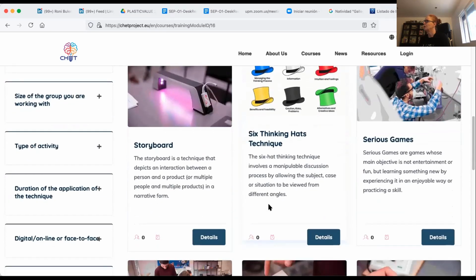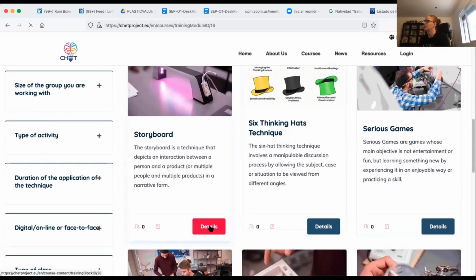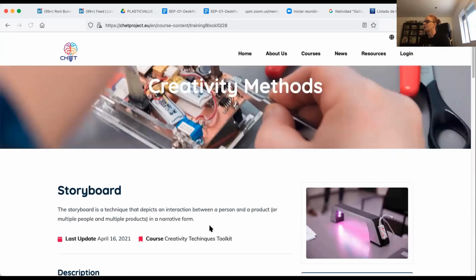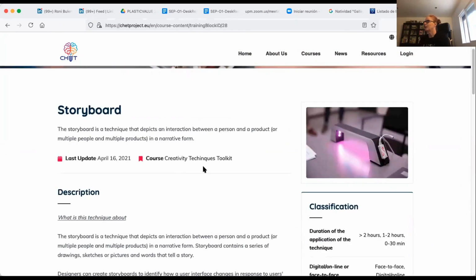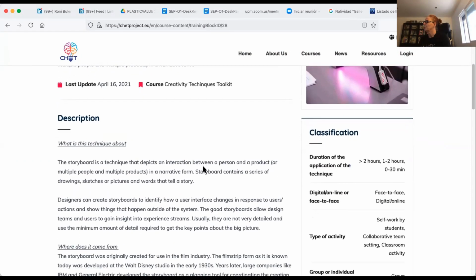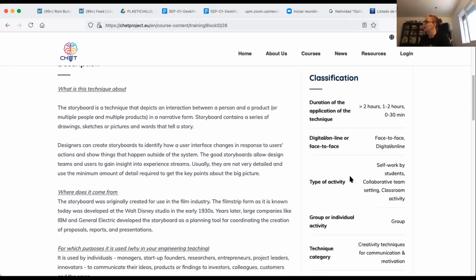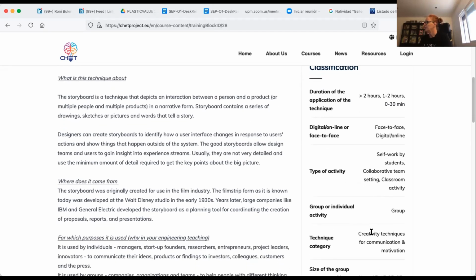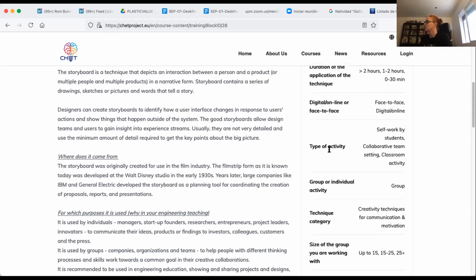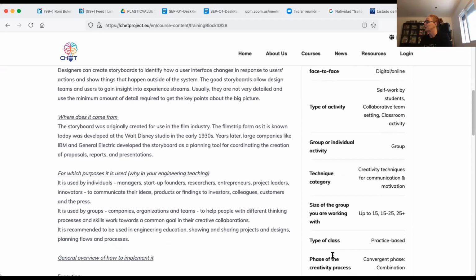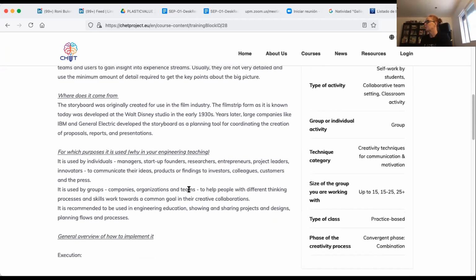You can see them, you have the images, you can go into details, where you can see when it was last updated, a description. You can see again here the duration of the technique, so the classifications. Here you can see it's actually the storyboard technique, which can be used both face-to-face and online. It's for a group. It belongs to the category communication and motivation, the size of the group, type of class, and which phase it is.